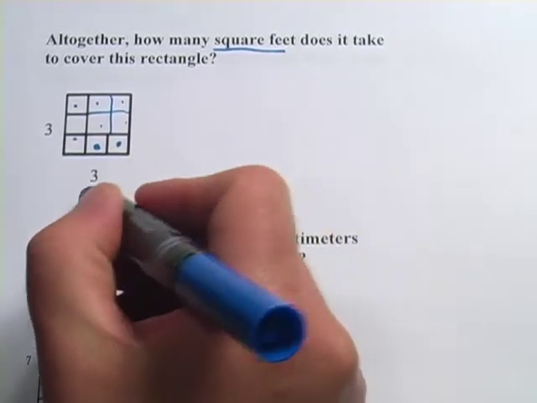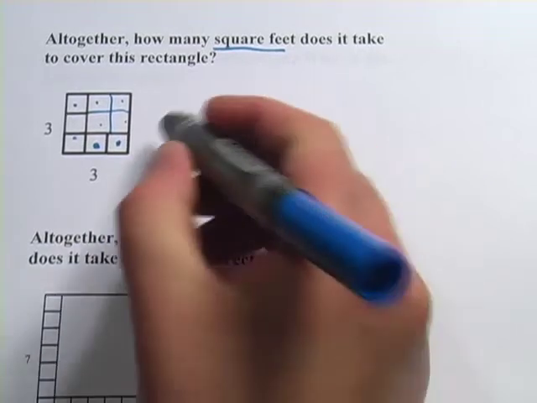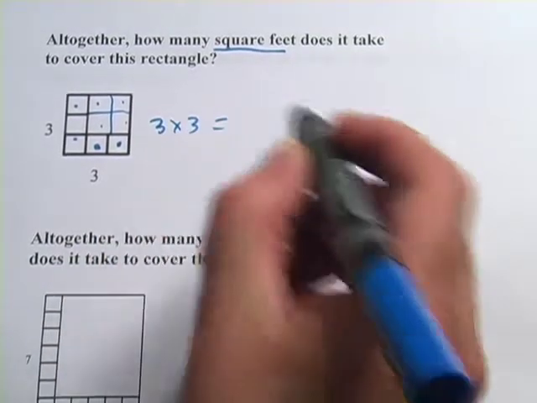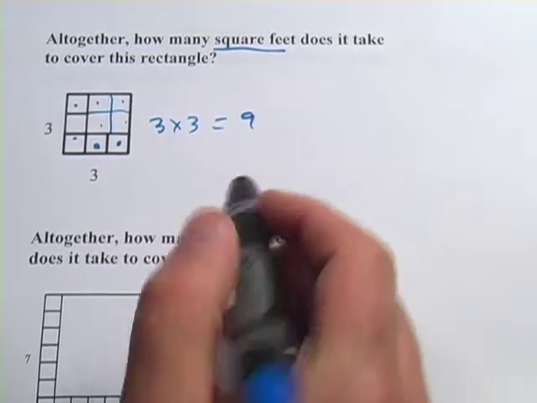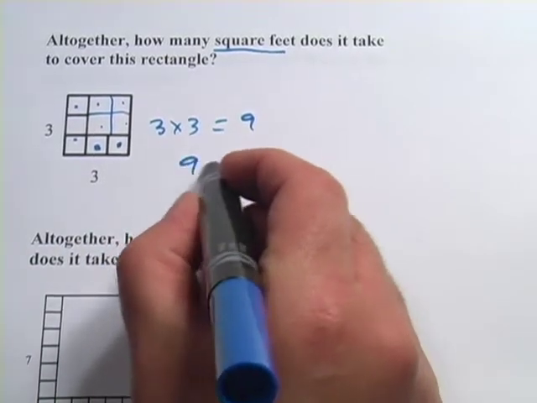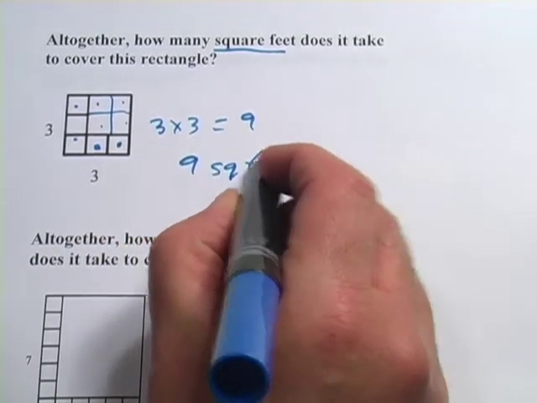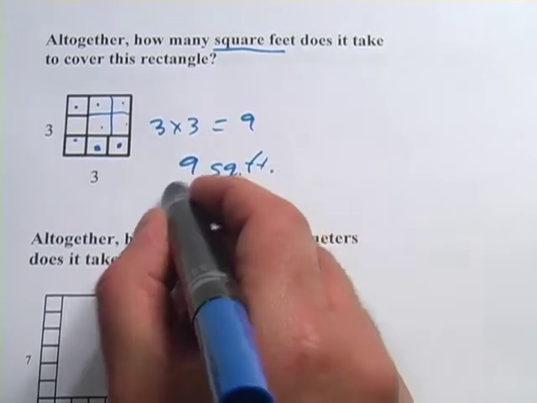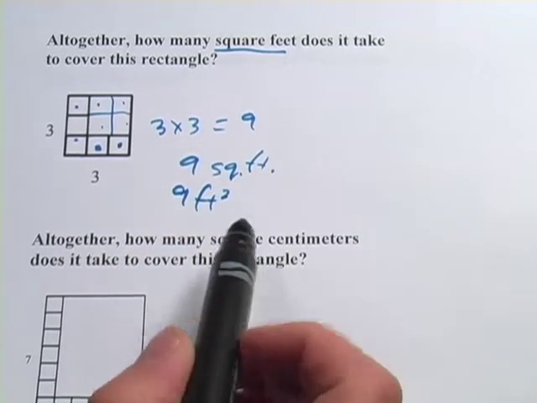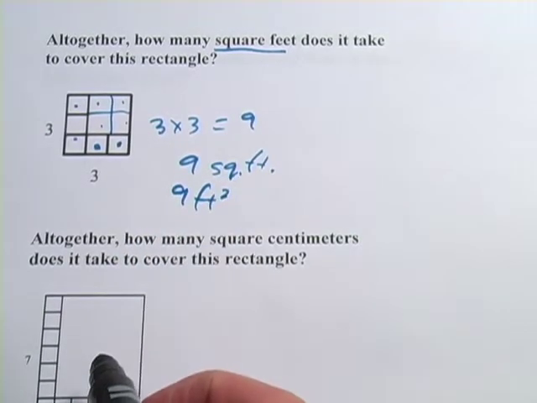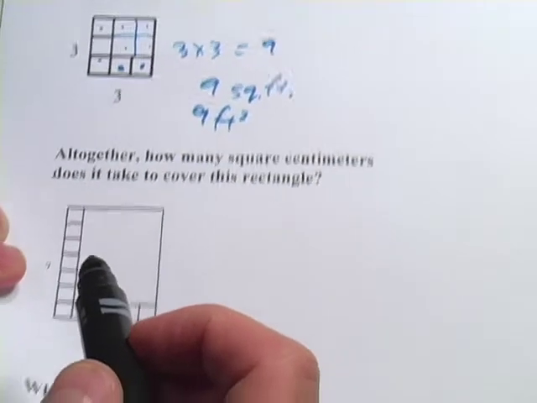The shortcut is to take the length times the width. 3 times 3 equals 9. So the area here is 9 square feet. And sometimes we write that 9 feet with the little squared symbol right there. Let's look at another one.